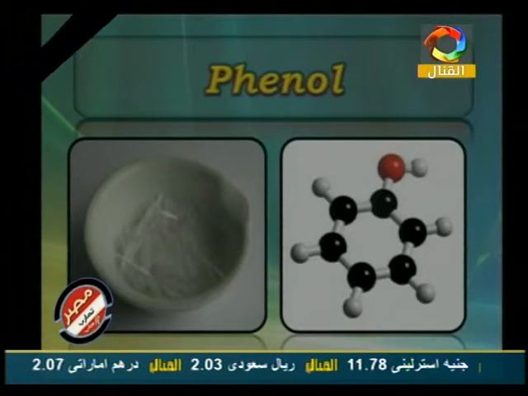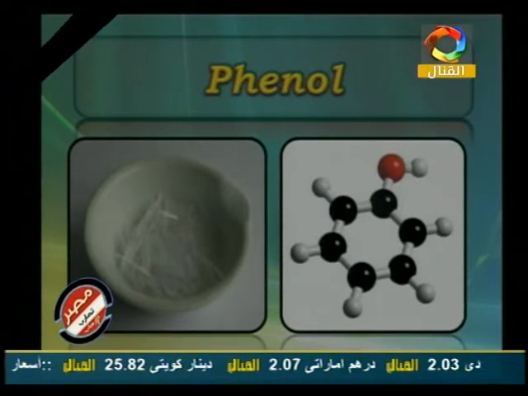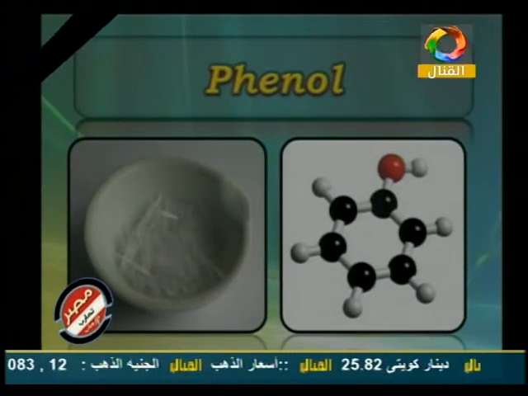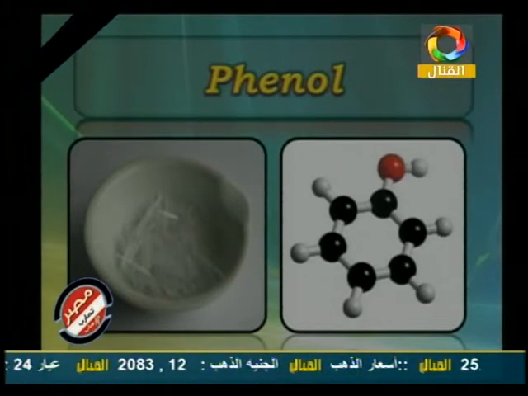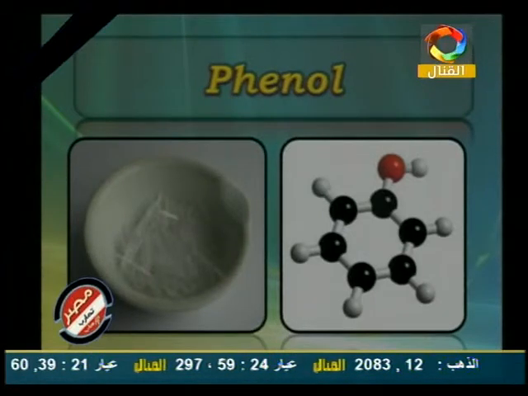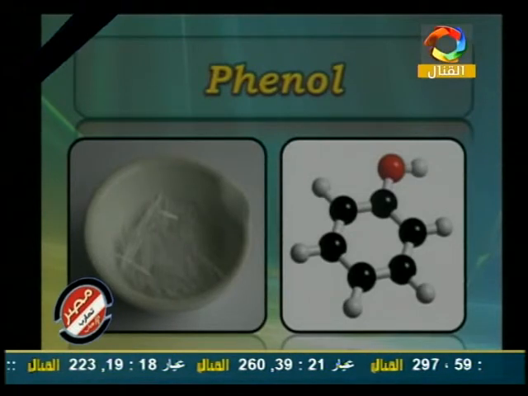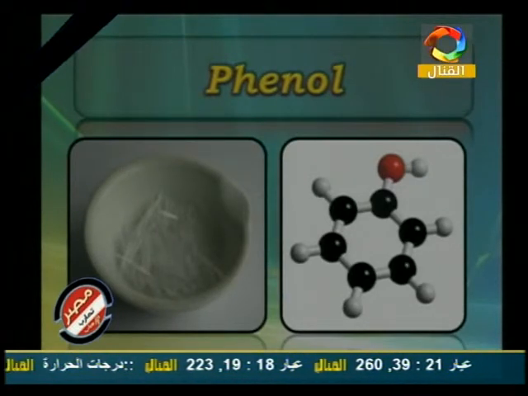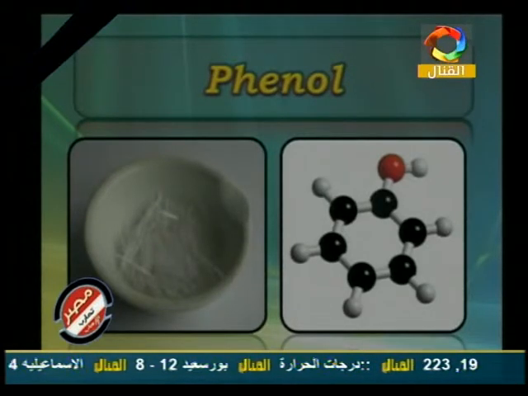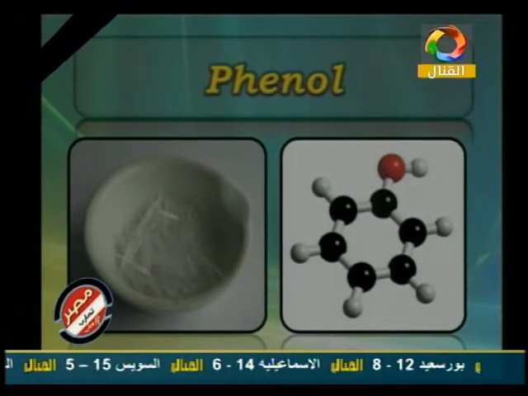The other picture contains the benzene ring, and each of these black spheres represents one carbon atom. The red ball represents the O, or oxygen atom, and the hydrogen is represented by the small white balls here. So this is the structure of phenol.